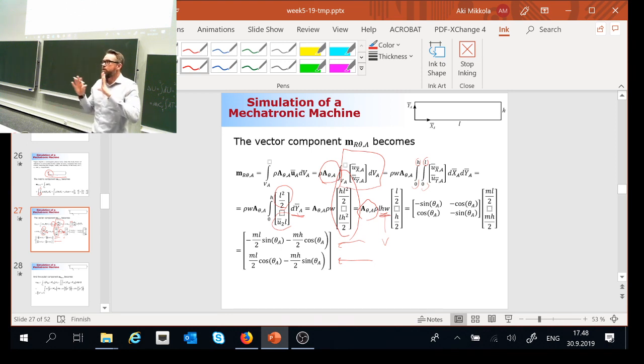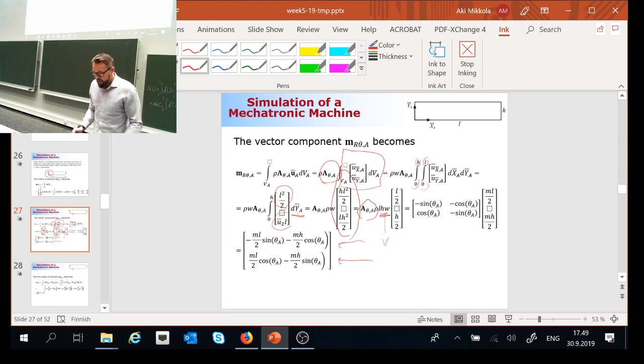This is what couples the translation and rotation. That's why it is a function of angle theta. So the mass matrix is actually nonlinear and is a function of body orientation. The mass matrix representation is nonlinear.